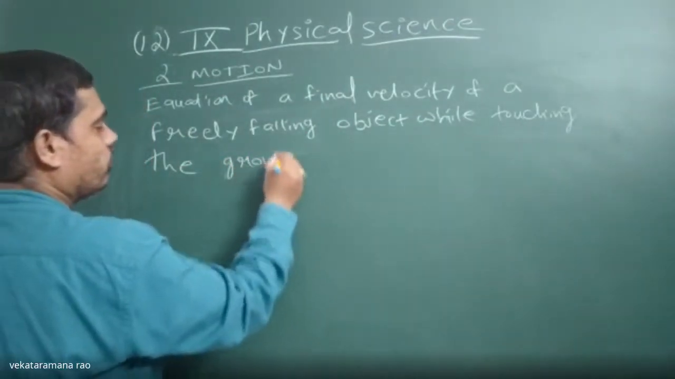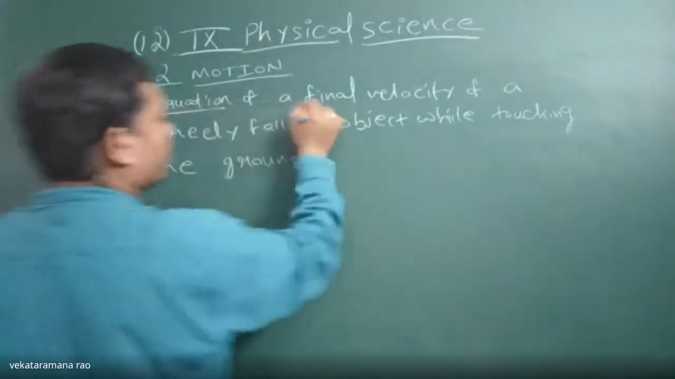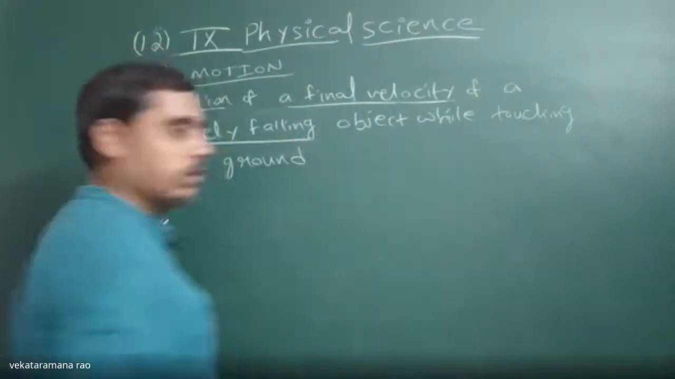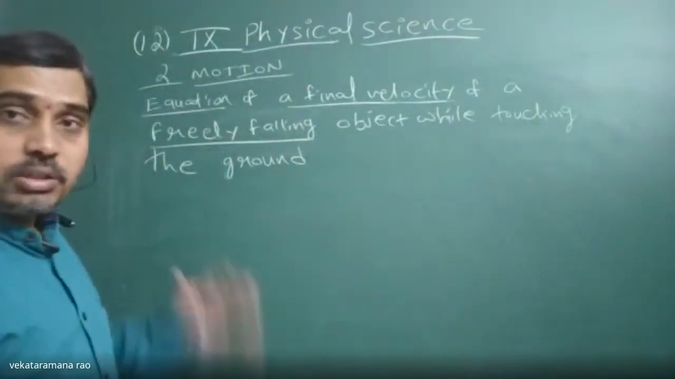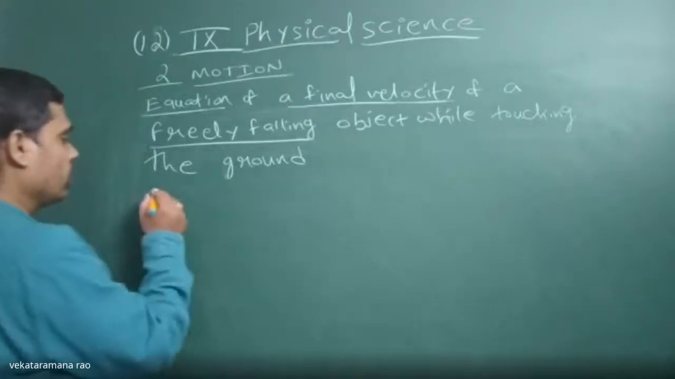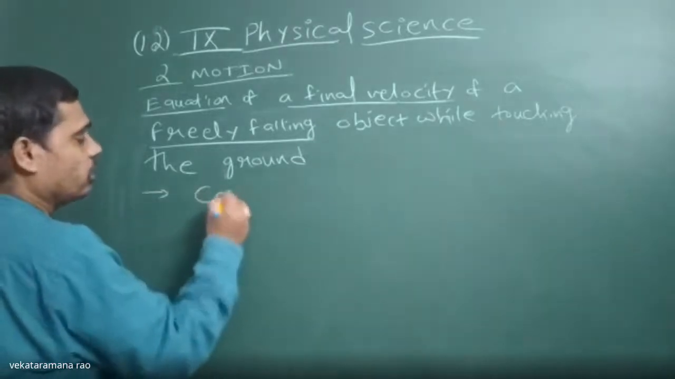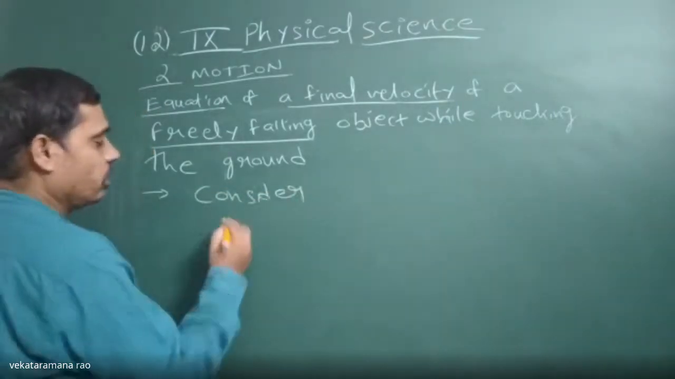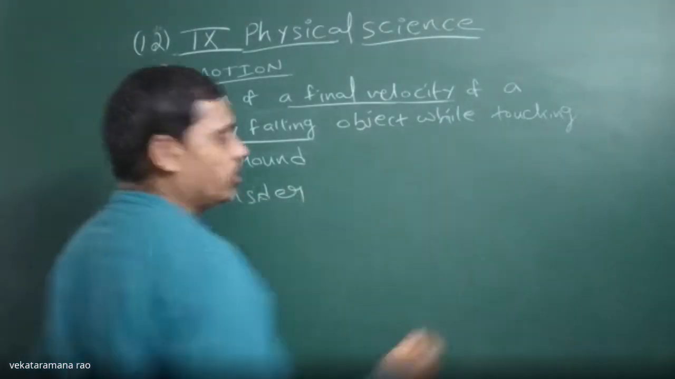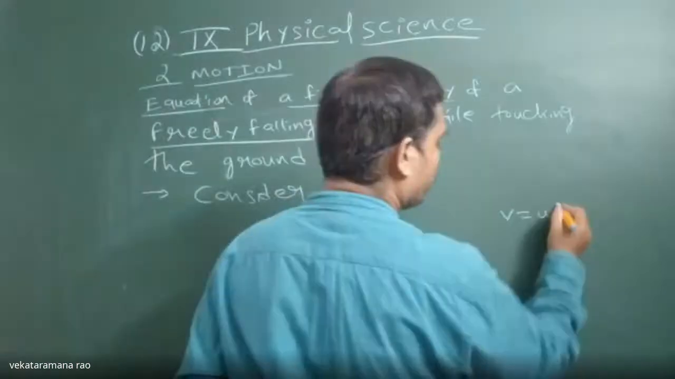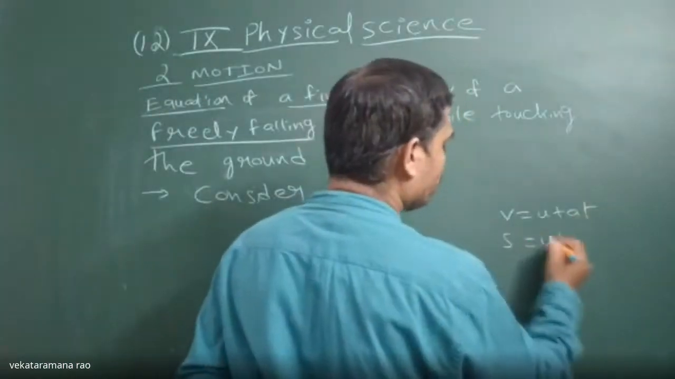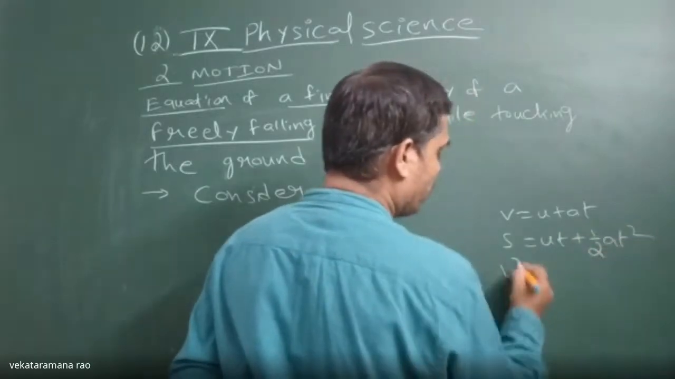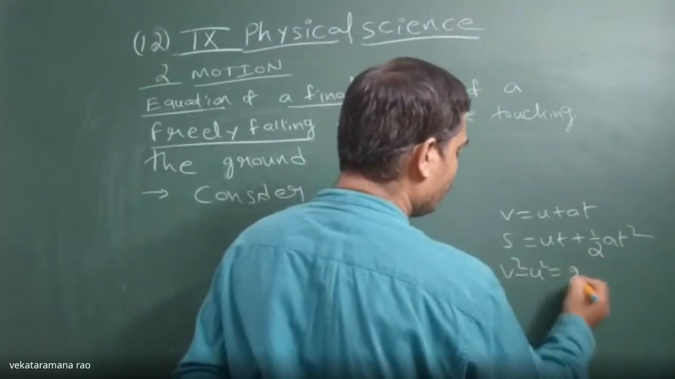In that case, what do you have to consider? The equation of the final velocity of a freely falling object while touching the ground. Consider three equations. What are the three equations? Now we know that we have v = u + at, s = ut + half at square, and v square minus u square = 2as.